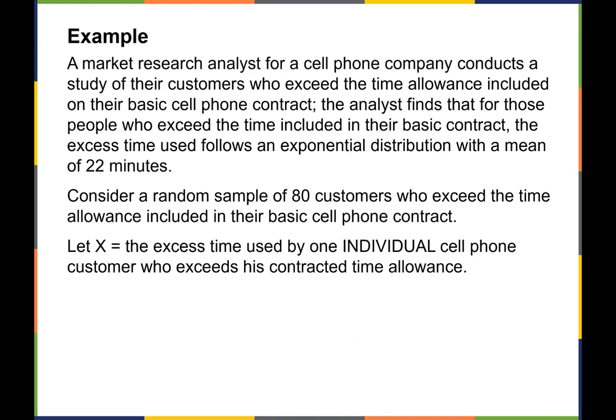Let's do one more example. A market research analyst for a cell phone company conducts a study of their customers who exceed the time allowance included on their basic cell phone contract. The analyst finds that for those people who exceed the time included in their basic contract, the excess time used follows an exponential distribution with a mean of 22 minutes. Let's consider a random sample of these customers who exceed the time limit allowed in their basic cell phone contract. All right, so our first random variable X is going to be the amount of excess time used by one individual cell phone customer who exceeded his contracted time.